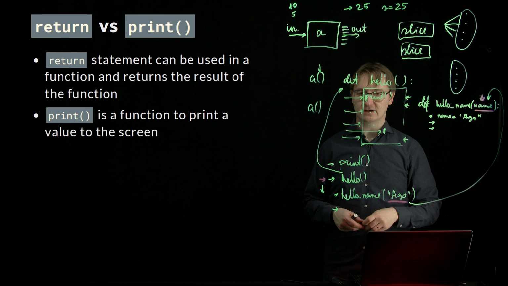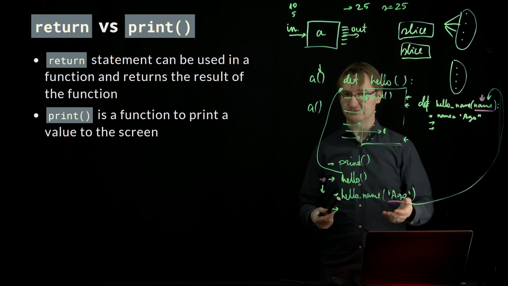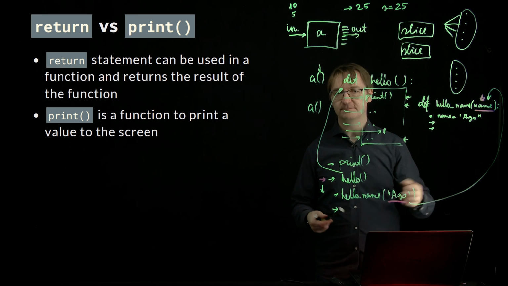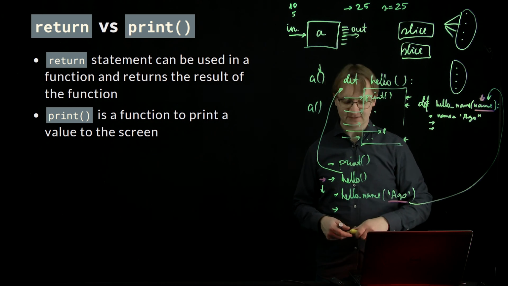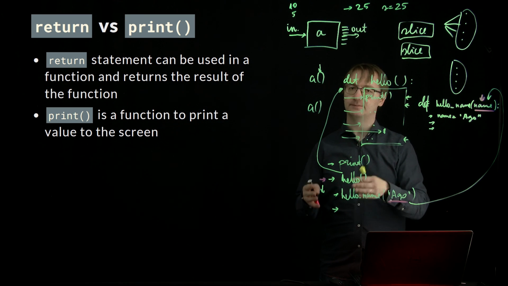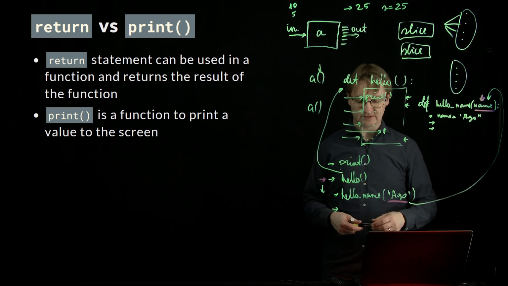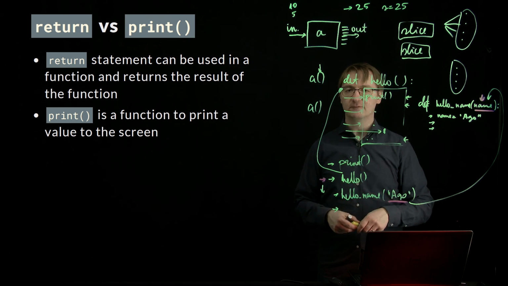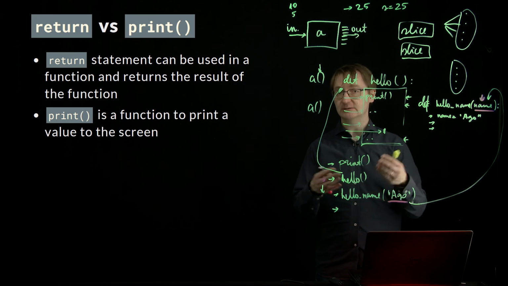The print, on the other hand, is just a function itself, and we can call this function. Somewhere in the Python code, there is a definition for this print function, and the print function just prints out something on the screen. And why is this different? For example, if you print something out and you return something, for you it might seem that it's basically the same because you can see what is printed out.